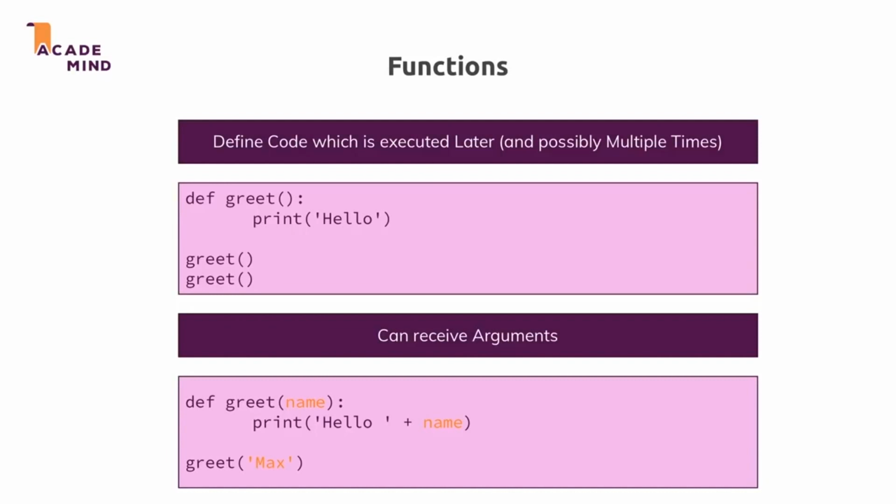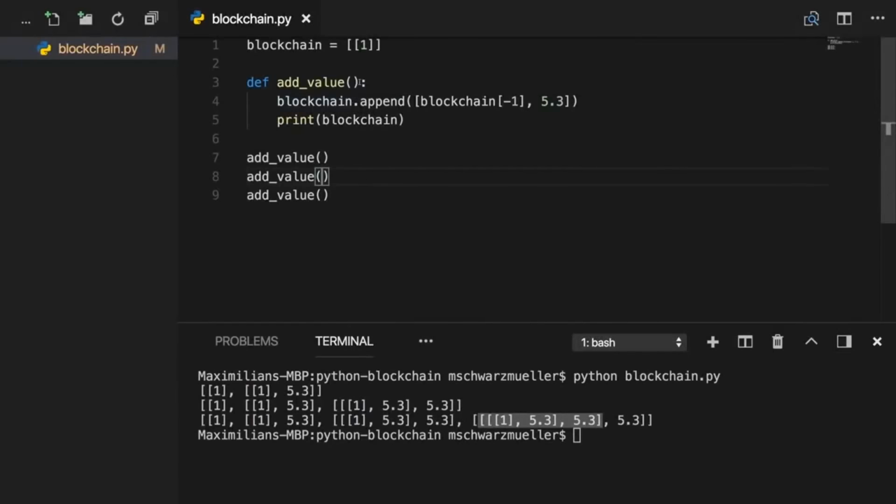Now let's apply this to our blockchain. In add value, we can add an argument, and you can name that argument whatever you want, like val or value or transaction amount, something like this. And you can use that value inside of your function body, not outside of it. It's only known inside of it. So we can use that like a variable name here and add it here instead of 5.3. And we could, of course, also use that in calculations or in any operations we perform on it. So this is my transaction amount here.